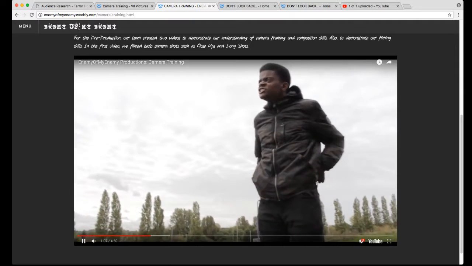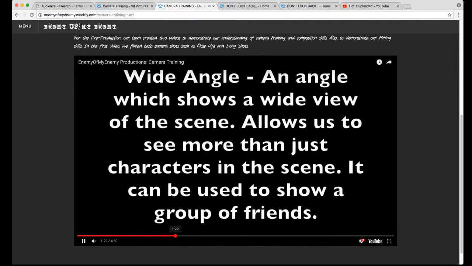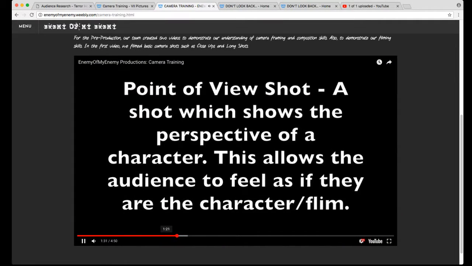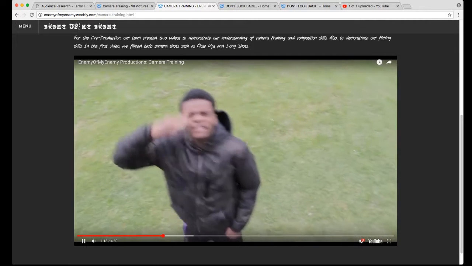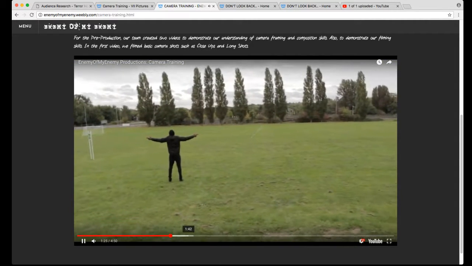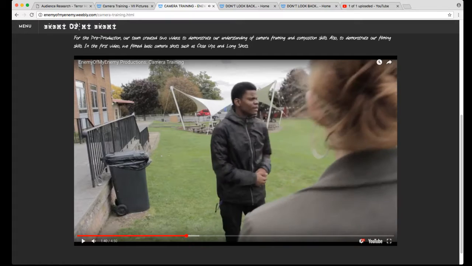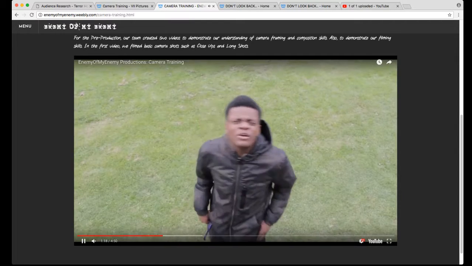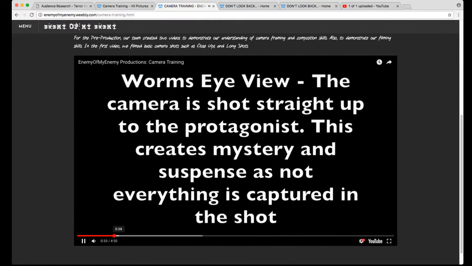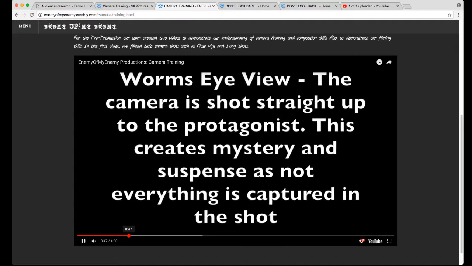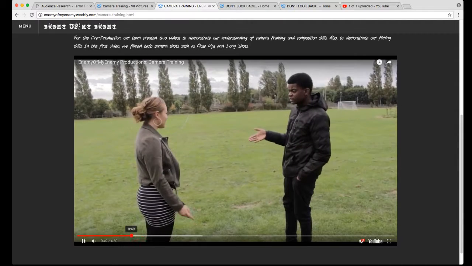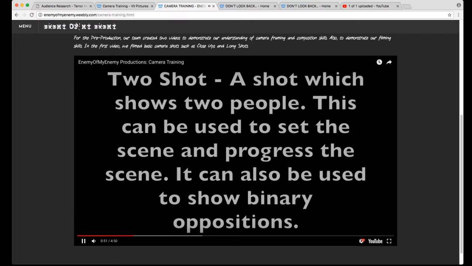It's quite shaky. What it's not necessarily saying is why it's appropriate for a horror. This is good, it creates mystery and suspense. But for the low angle shot, that's good, you can show binary opposition.